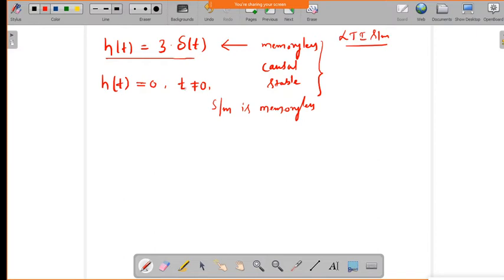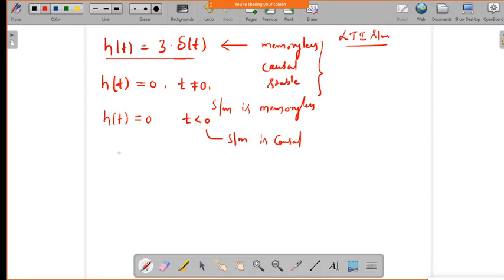If h of t is not equal to 0 for t not equal to 0, then the system is not memoryless. Okay. Similarly, you can check whether h of t is 0 for t less than 0. Is it 0 for t less than 0? Yes, it is 0. So, then the system is causal. Otherwise, if h of t is not equal to 0 for t less than 0, then it is a non-causal LTI system.